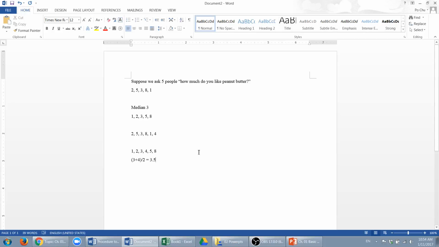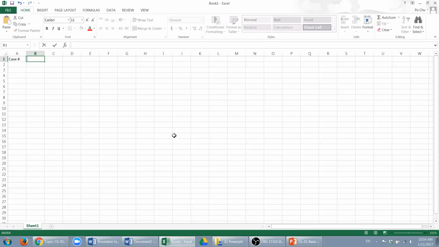Now let's see how do we calculate sum of square. Of course, we can calculate by hand, but if we have Excel, it will be much easier. So let's go to Excel. Let's just stick on these 5 numbers. So 2, 5, 3, 8, 1. Now in Excel, the first column will be case number. There are 5 cases, right? 1, 2, and then you can highlight the whole thing, and then do this.